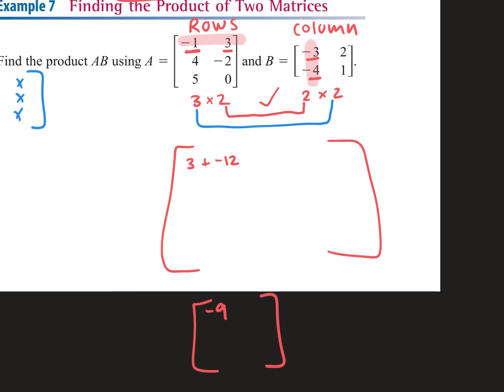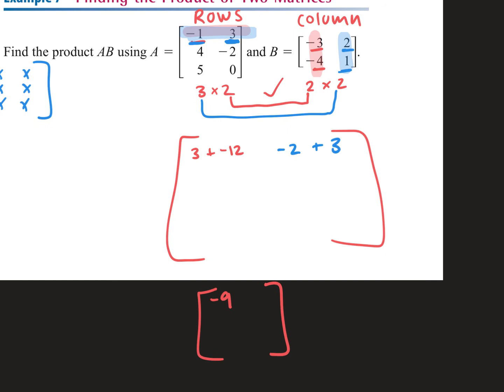So next, I'll go in rows. Next I'll go to the first row, second column. So I multiply the first number by the first number. -1 times 2 would be -2. And the second number times the second number, 3 times 1? 3. So -2 plus 3? 1. Since this was the first row, second column, that's going to go in the first row, second column spot. So that goes up in the top right corner.